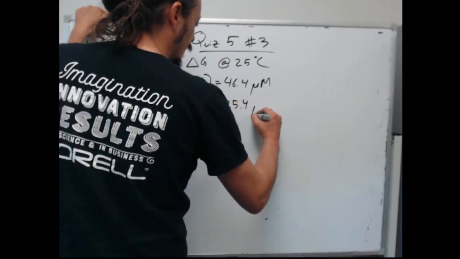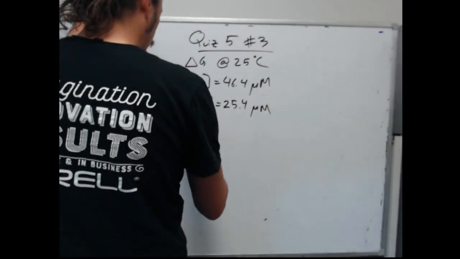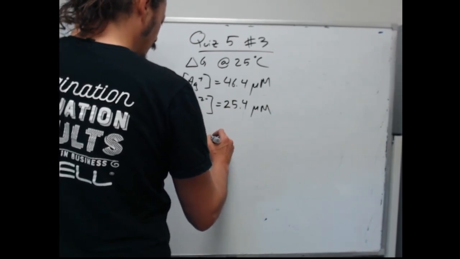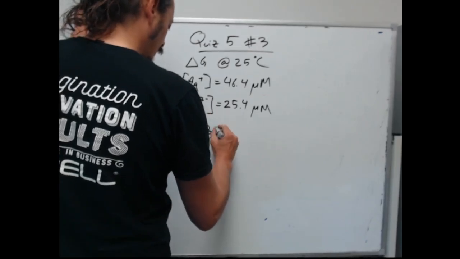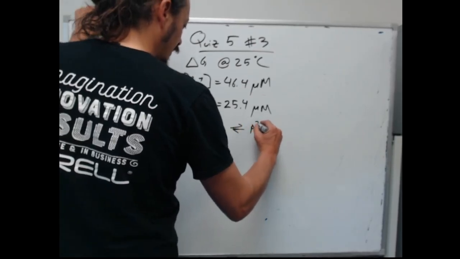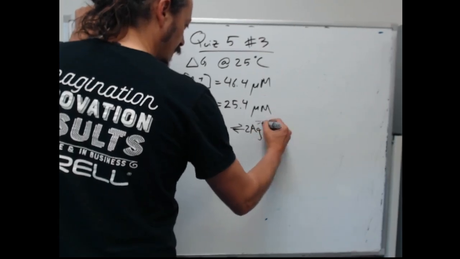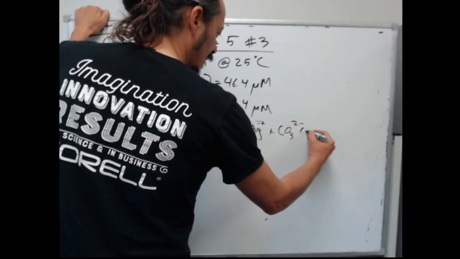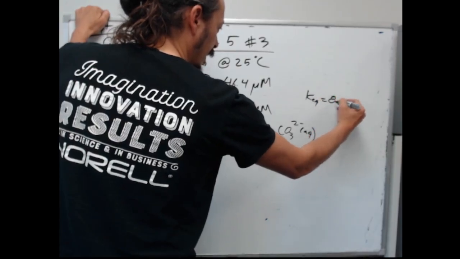And the equation is Ag2CO3 solid goes to 2 Ag plus plus CO3 2 minus. And KEQ equals 8.1 times 10 to the negative 12th.